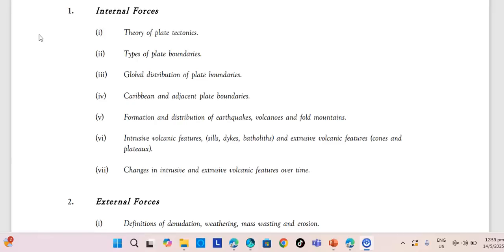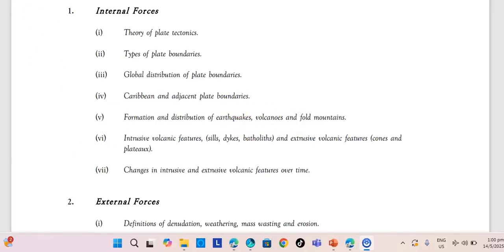All right, guys, it would be good if you can go back to your textbook so that you can see a diagram or labeled map showing the Caribbean and the adjacent plate boundaries. Because you know this is a syllabus, we don't have any maps to show. Now we're going to look at formation and distribution of earthquakes, volcanoes, and fold mountains.